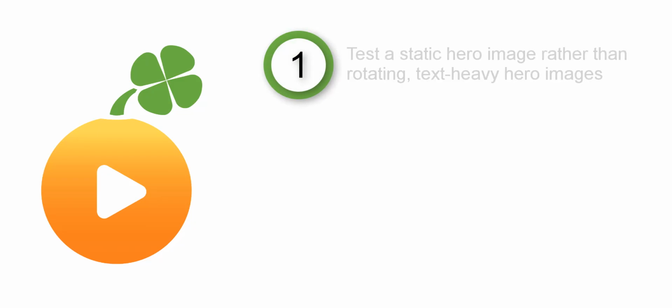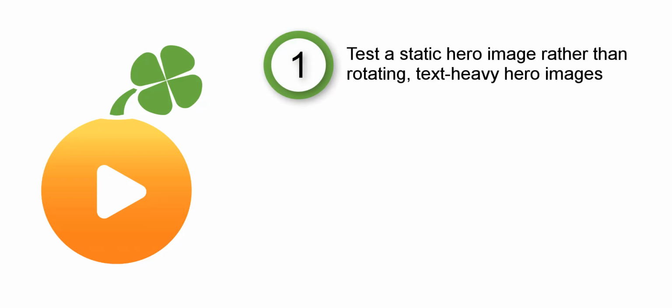To recap, 1. Test out using a static hero image rather than rotating hero images. And make sure your call to action button doesn't blend in with your sidebar items. Give visitors the ability to read the hero image and click into it. Use dynamic heat maps to evaluate the results.